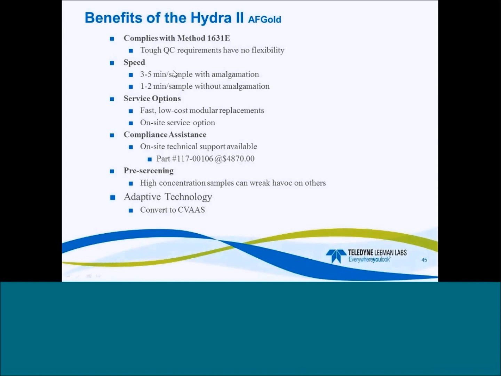Secondly, it's pretty fast, 3 to 5 minutes for amalgamation. It used to take us 5 to 8 minutes, perhaps even up to 10 minutes to complete an analysis with amalgamation in our original system. By going to 1 trap, we've cut that time down to 3 to 5 minutes. So you can process samples pretty quickly with the AF Gold. And if you do it without amalgamation, it's identical to the cold vapor atomic absorption sample cycle. It'll take you 1 to 2 minutes.